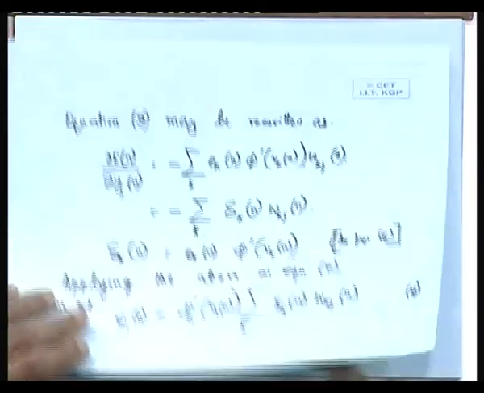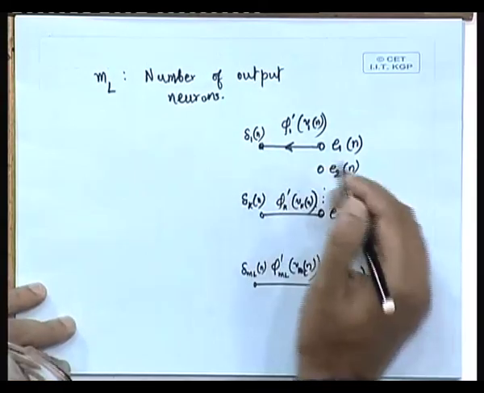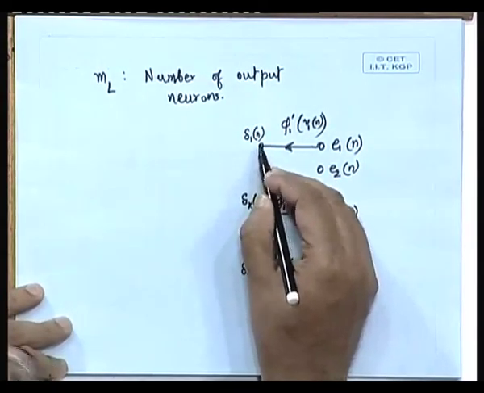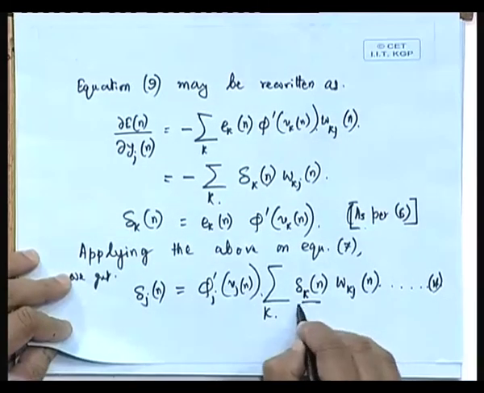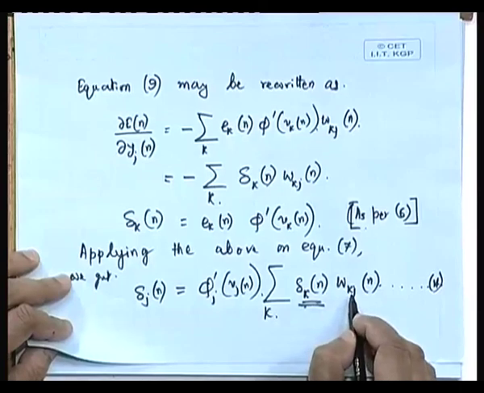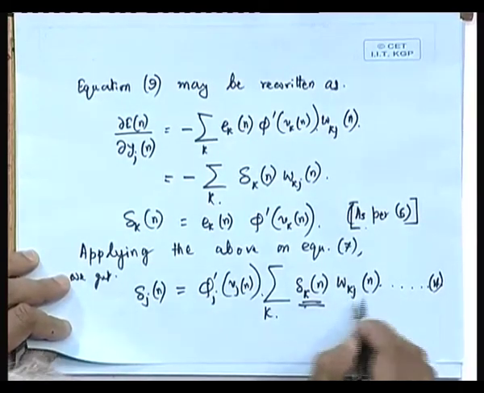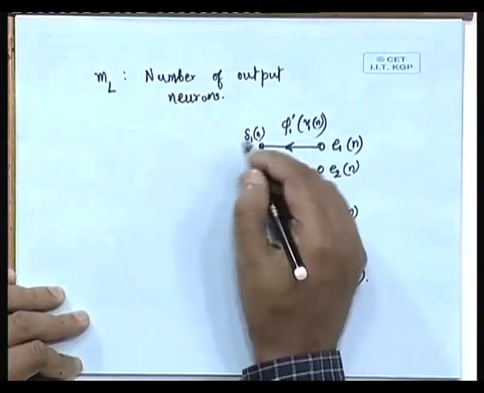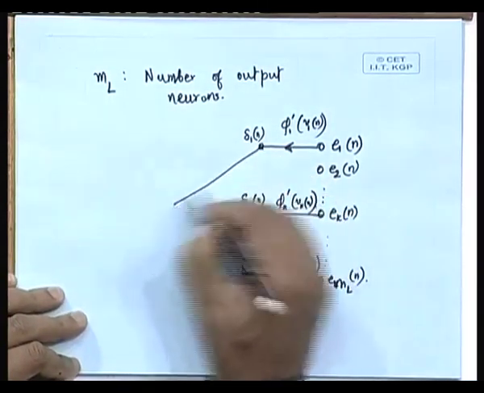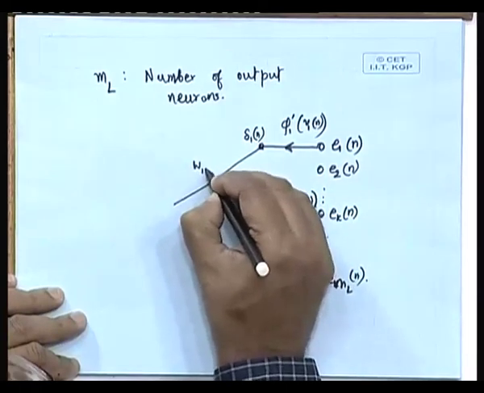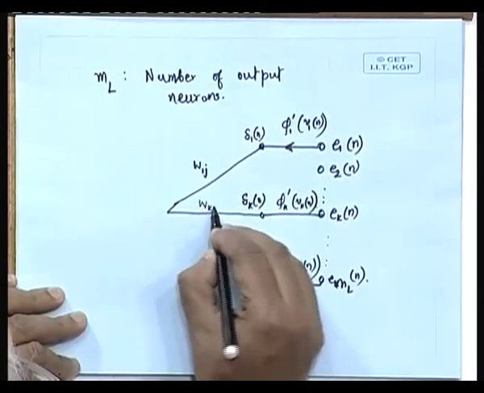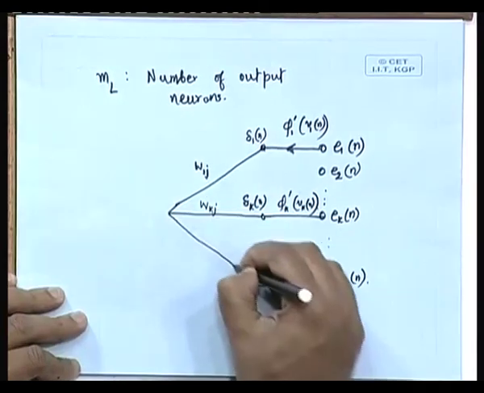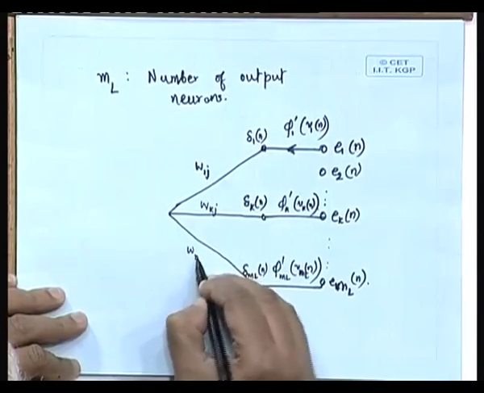Then all these things we have to add up. These delta k's we have got have to be multiplied by Wkj's. So the first term will be multiplied by W1j, the kth term will be multiplied by Wkj, and the mlth term will be multiplied by WMLj.